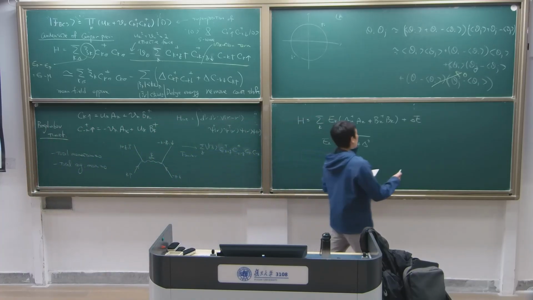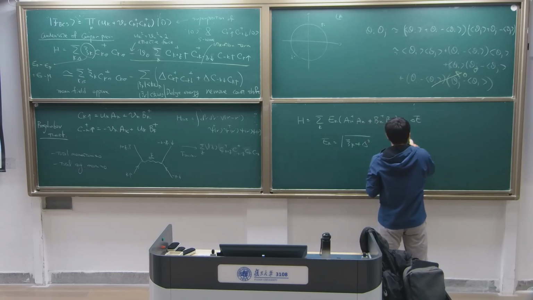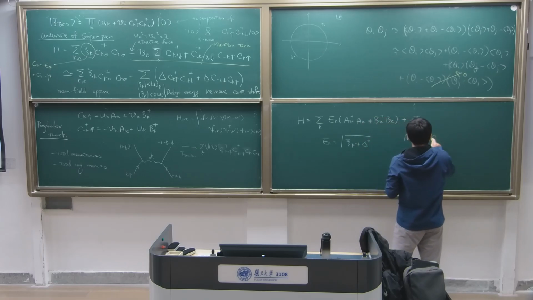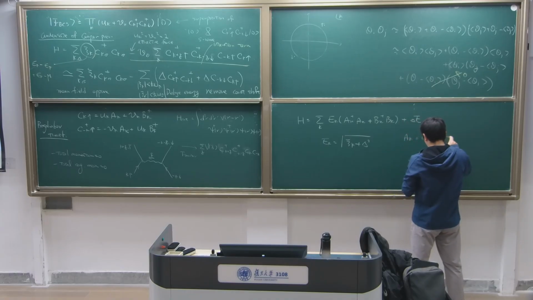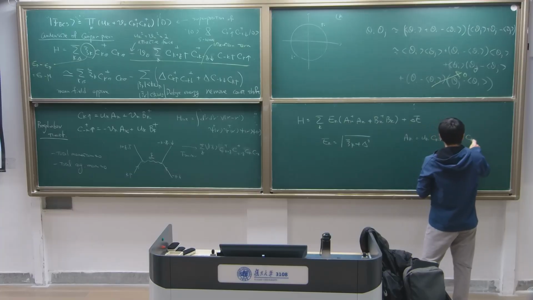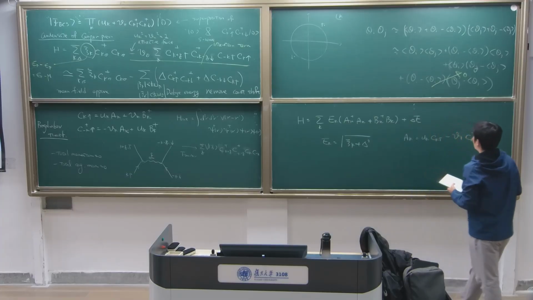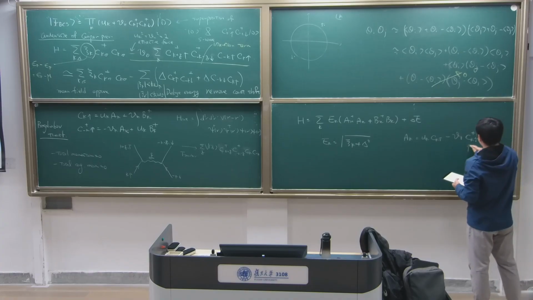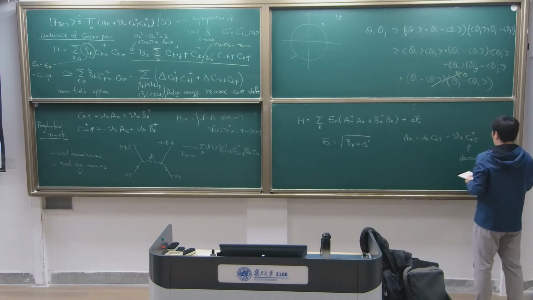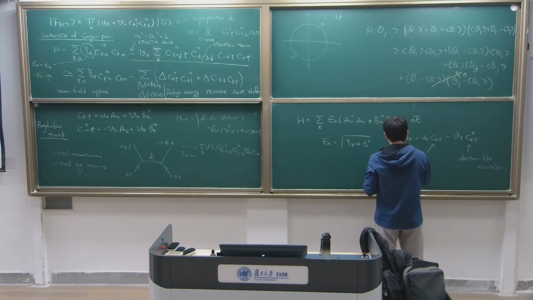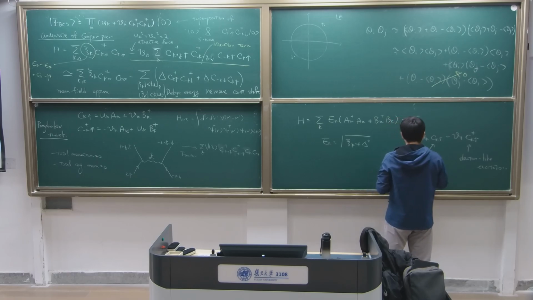So note that here, AK is something like UK, DK minus DK, and it's DK. So this is more like an electron-like excitation, and this is called hole excitation.